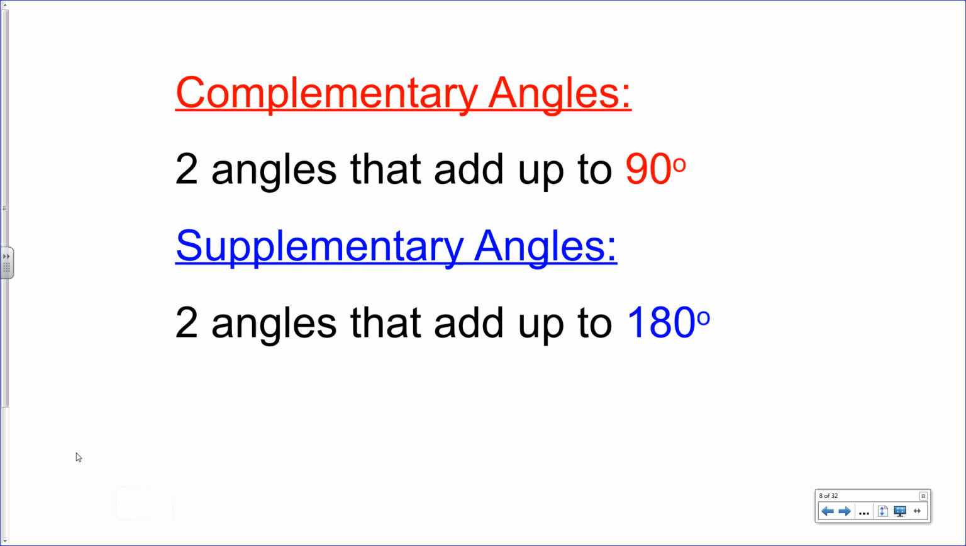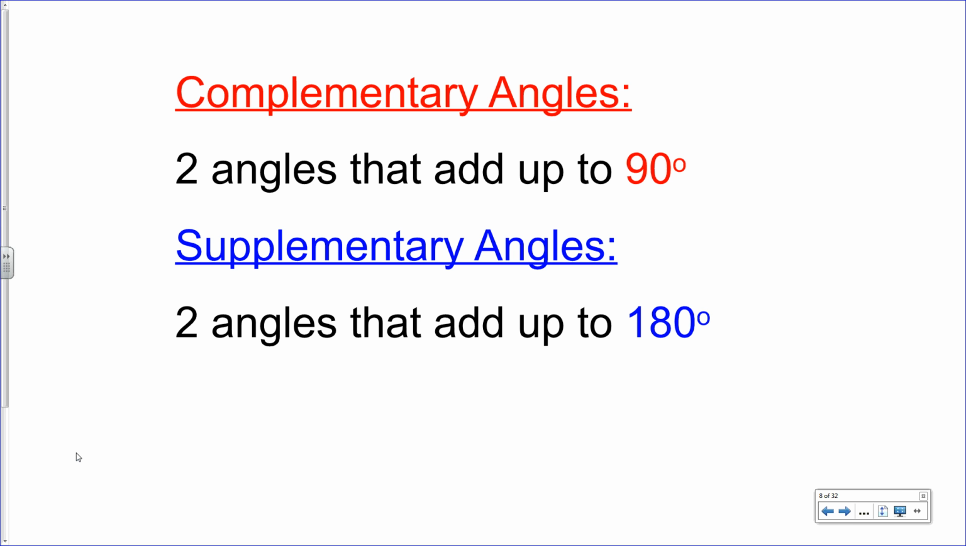Hello, this is your video for 7.2 activity. To do this activity, we need to know two things. First of all, you need to know what complementary angles are. Complementary angles are two angles that add up to 90 degrees.